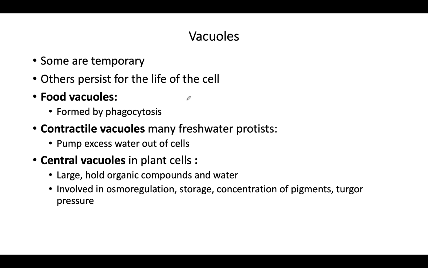Vacuoles. Some vacuoles are temporary. Other vacuoles stay for the rest of the life of the cell. Some vacuoles hold food. We call those food vacuoles. A vacuole is a large membrane structure. A small membrane-bound structure we call a vesicle. A vacuole is a big-sized vesicle.